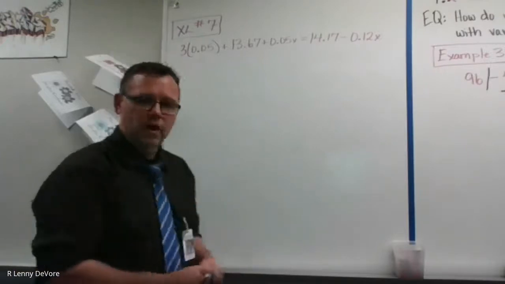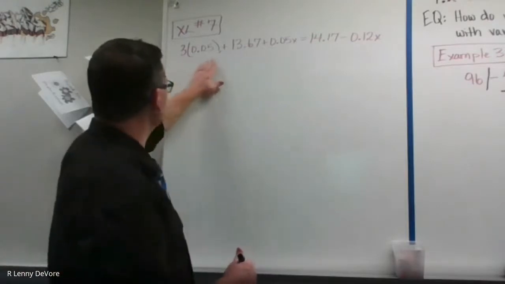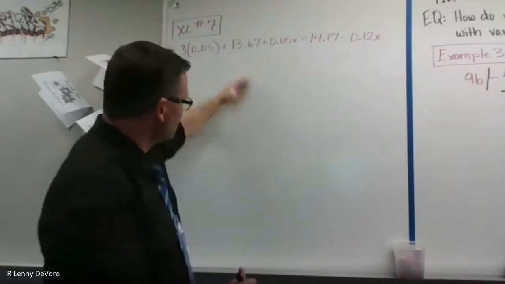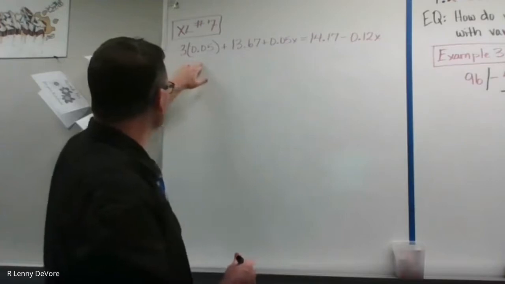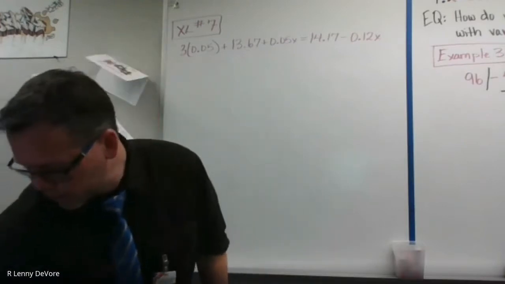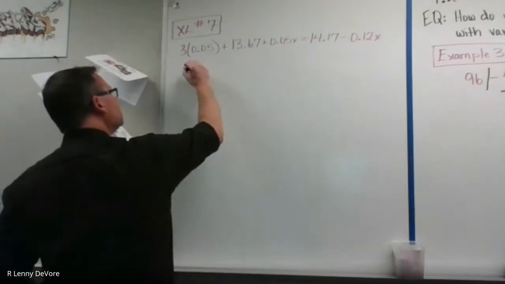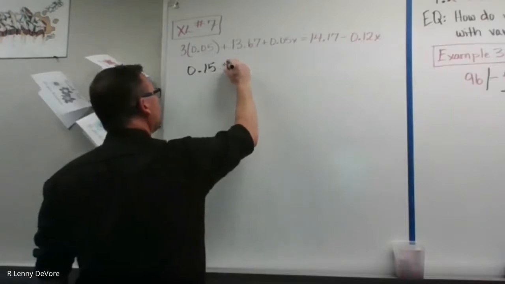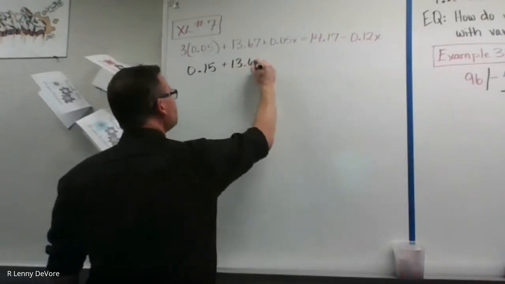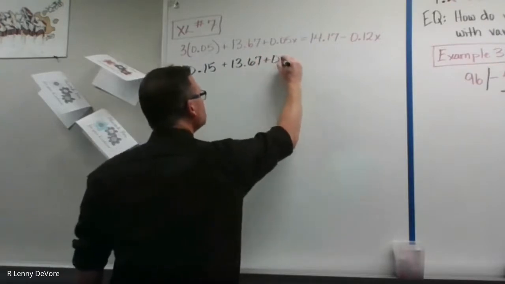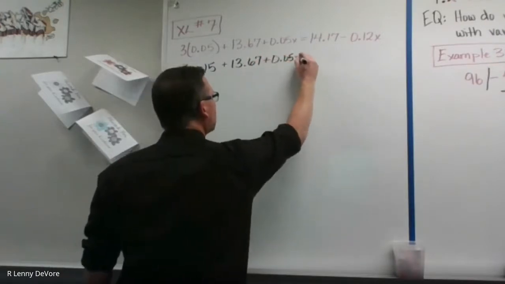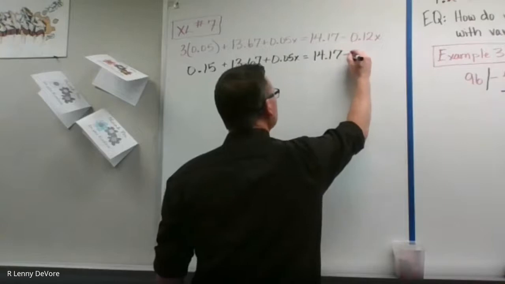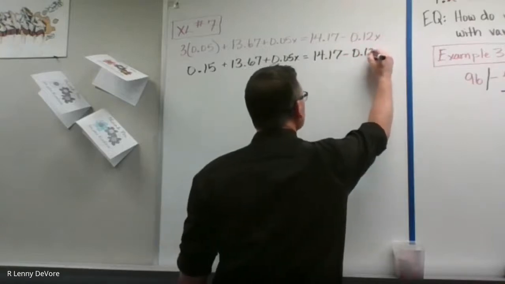So the first thing I do is I follow PEMDAS, okay? I look at this and I realize I've got multiplication here. Everything else is addition. This is going to take a lot of steps all the way down. So the first thing I'm going to do is multiply here. Now, when I multiply here, I get 0 and 1500ths, okay? Plus 13 and 6700ths, plus 0 and 500ths x. This equals 14 and 1700ths minus 0 and 1200ths x.